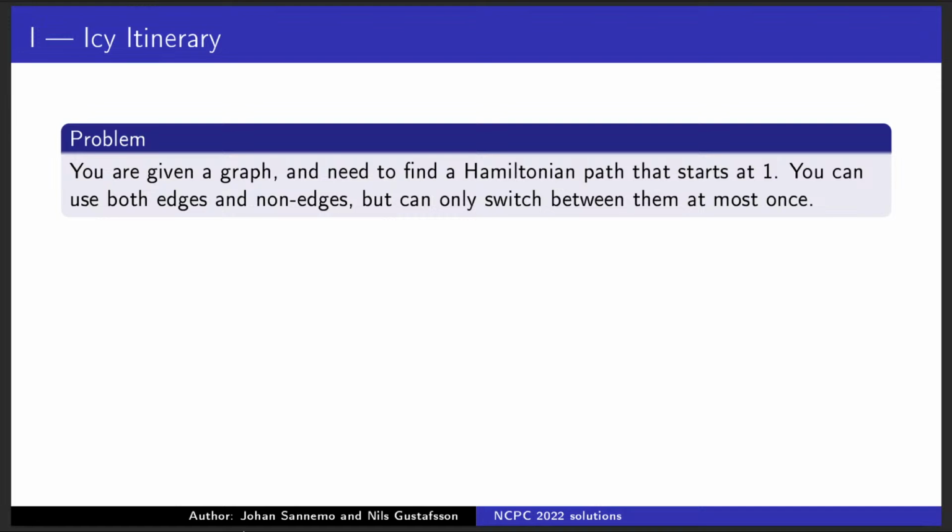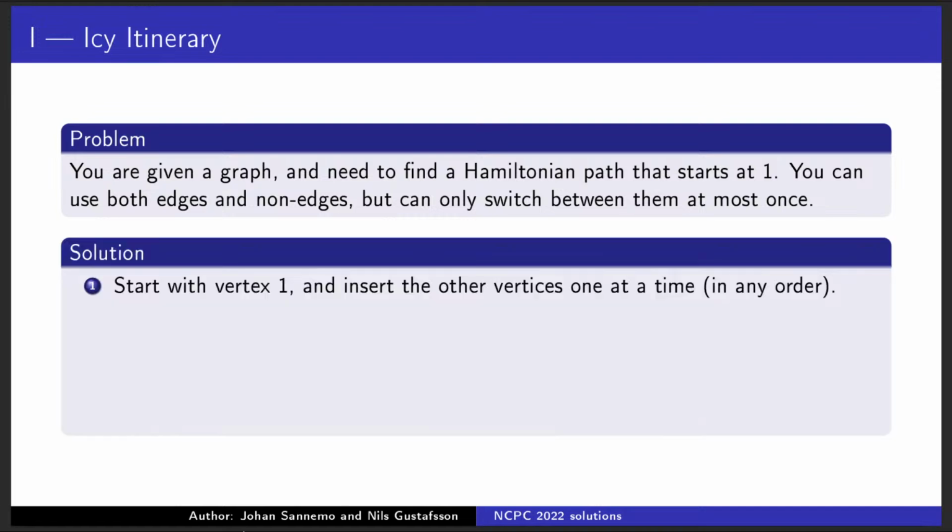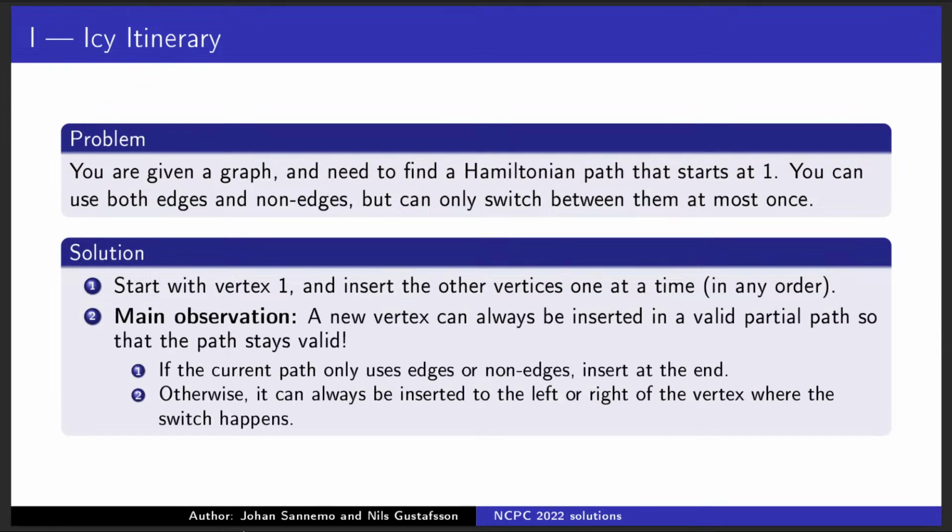So that's the problem, and the solution is you start with vertex 1, and we will simply insert the other vertices into the path one at a time. And it doesn't matter in what order you pick the other vertices, you can pick whatever order you want. And now the main trick is that if you have a partial path that is valid, it only switches at most once. There is always somewhere you can insert another node into this that still makes it valid. So you just do that over and over.